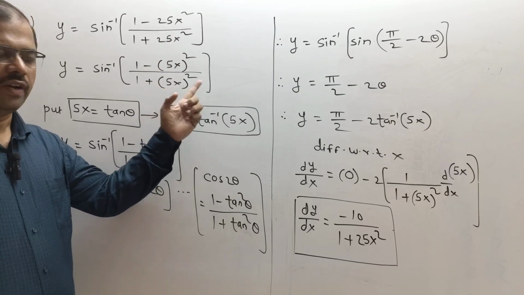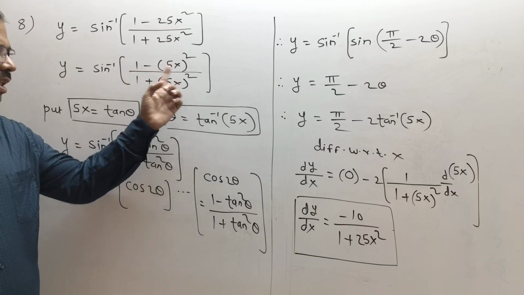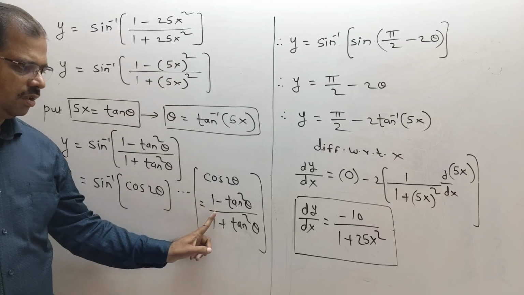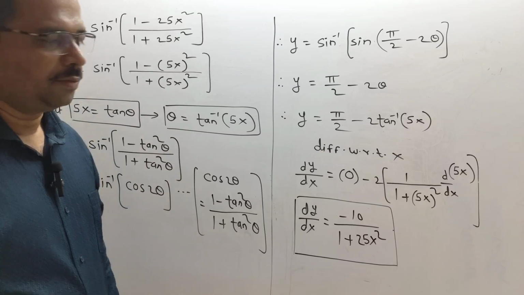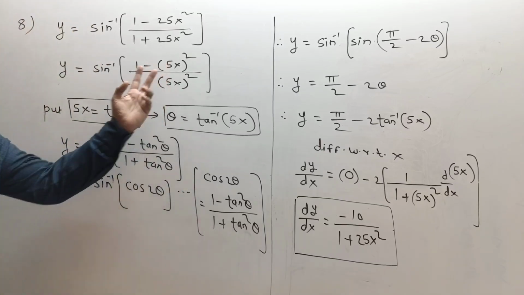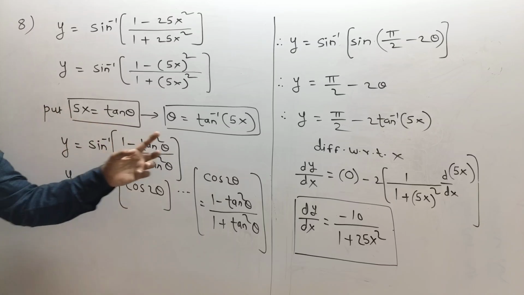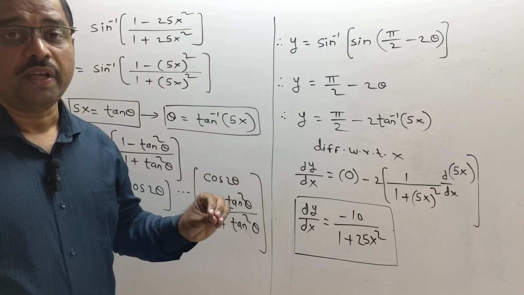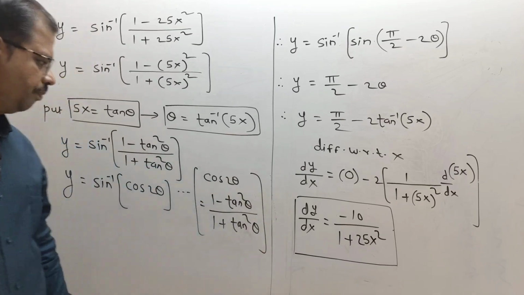Here also I write (5x) whole square. Now this term is of type 1 minus tan square theta upon 1 plus tan square theta. 1 minus t square upon 1 plus t square is the formula of cos 2 theta. Therefore, put this 5x term as tan theta. Therefore, theta is equal to tan inverse of 5x. This is 5x, not 5 raised to x. 5x means kx type term.